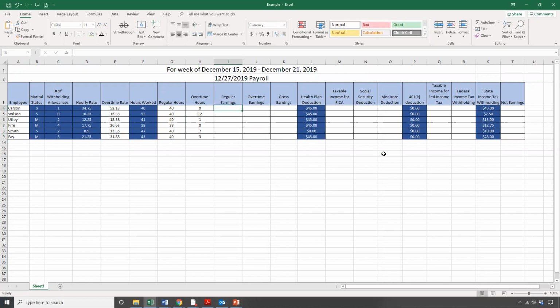Okay, and then the next box we have regular earnings. So let's do our round again. And we're going to take our regular rate times our regular hours, and then we're going to tell it to round to 2 places. So that's going to give you your regular earnings. And we're just going to stretch that down here.